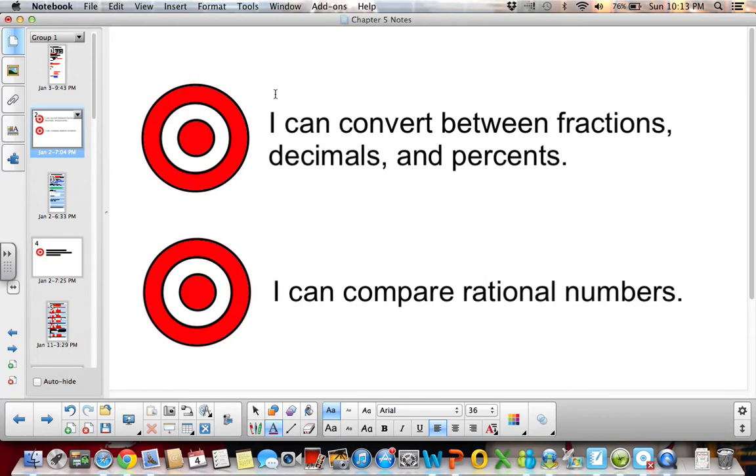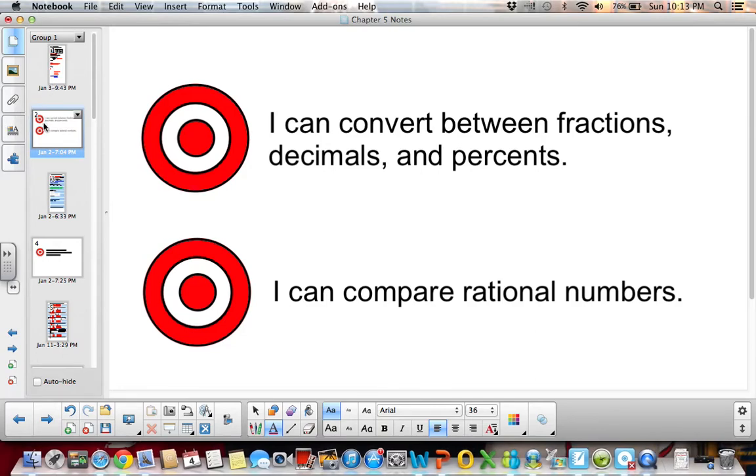Hi, 7th graders. We are on lesson 5-2, which starts on page 256 in your textbook. Converting between fractions, decimals, and percents, and comparing rational numbers.